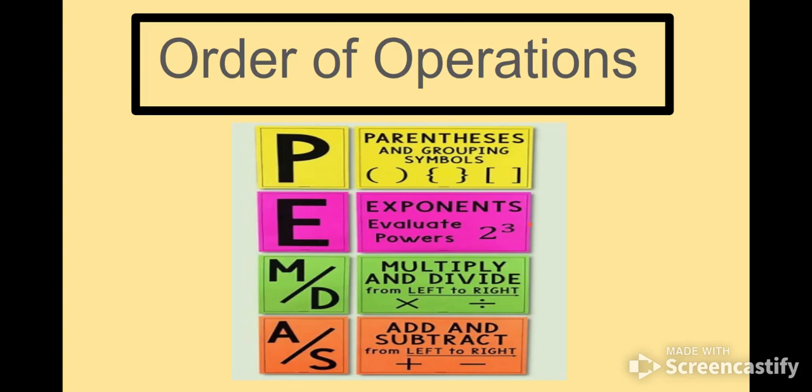Class. Today we're going to learn order of operations. We have parentheses, exponents, multiplication or division, whatever comes first, left to right, and then addition or subtraction, whatever comes first, left to right. So we have to follow the order of operations. It's just like baking a cake. You have to follow the order.